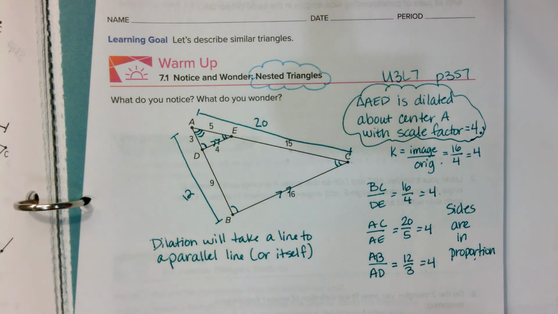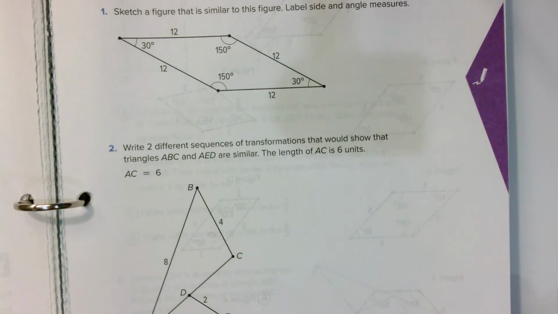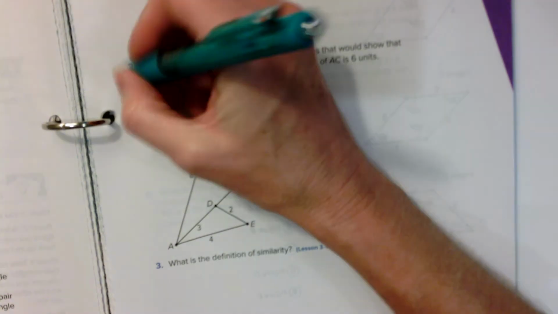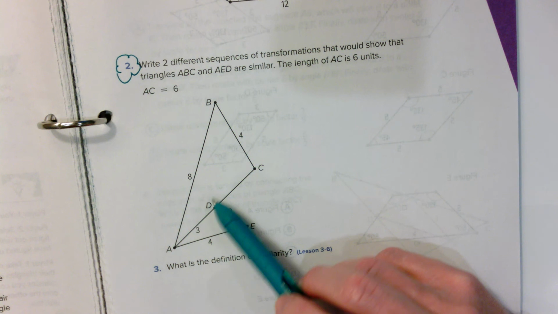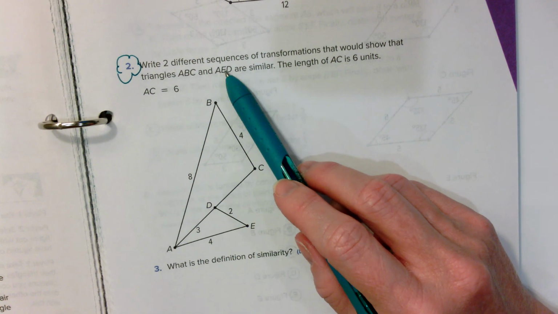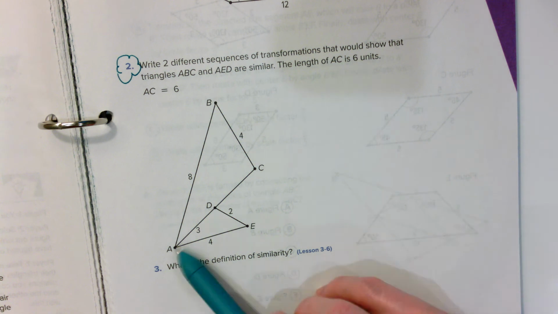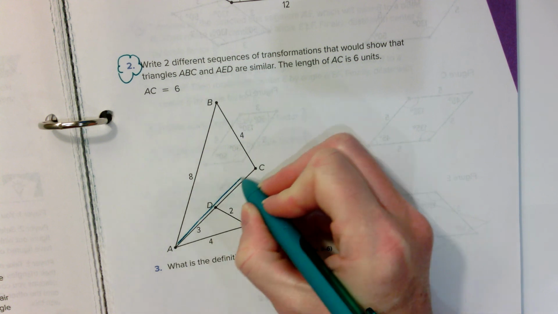So if you could turn your book to page 361. On page 361, I'd like to talk about number 2. So let's take a look at number 2. It says, write 2 different sequences of transformations that would show triangles ABC, ABC is the larger one, and AED are similar. The length of AC is 6 units. The length of AC, okay. So this, all of this, AC, this entire side.